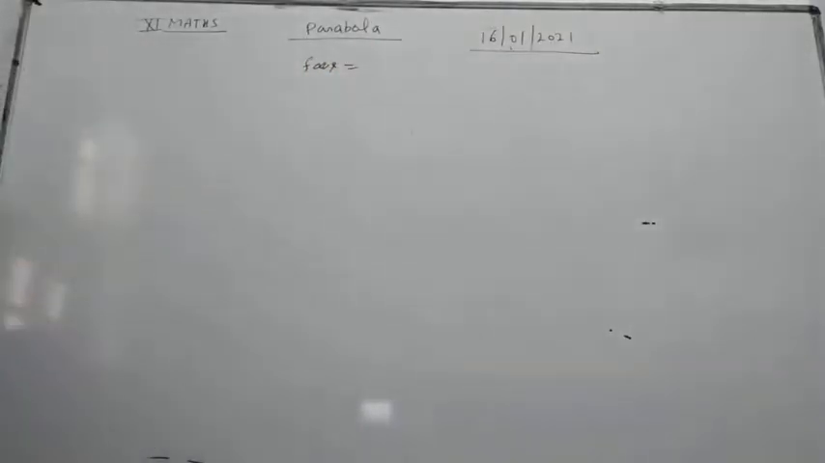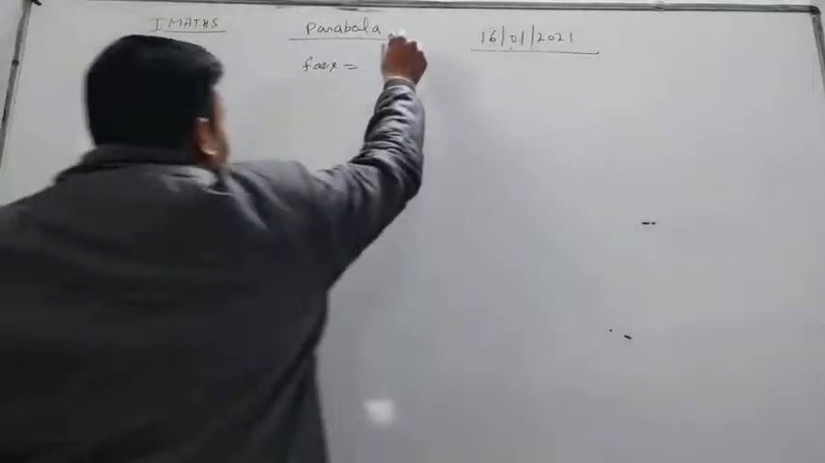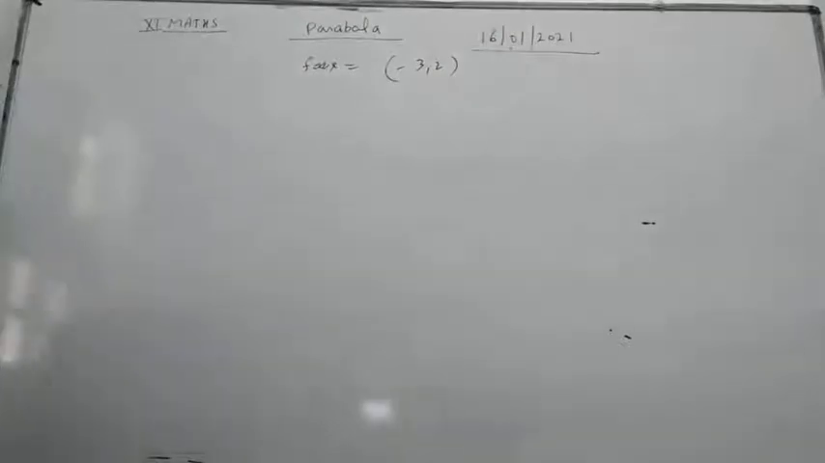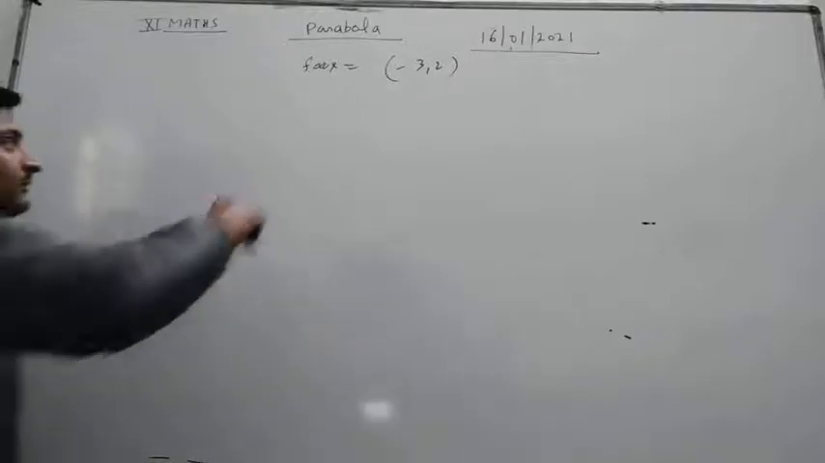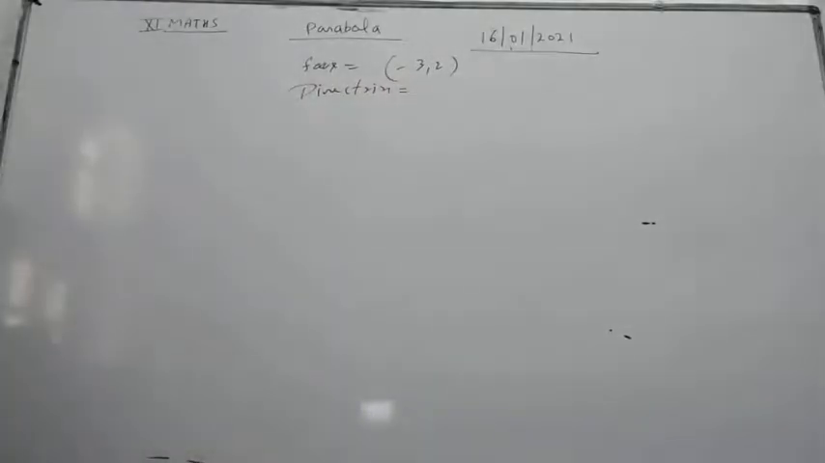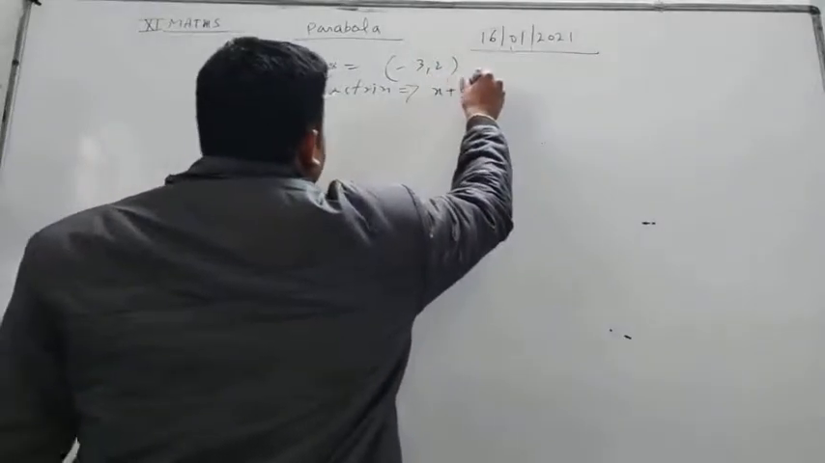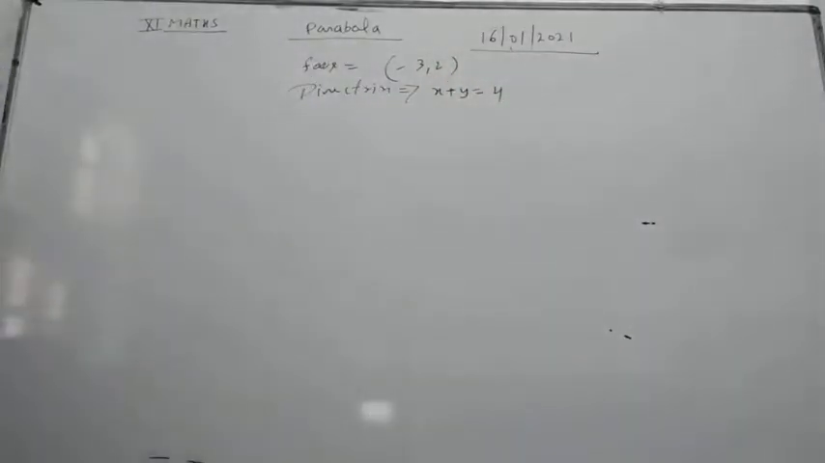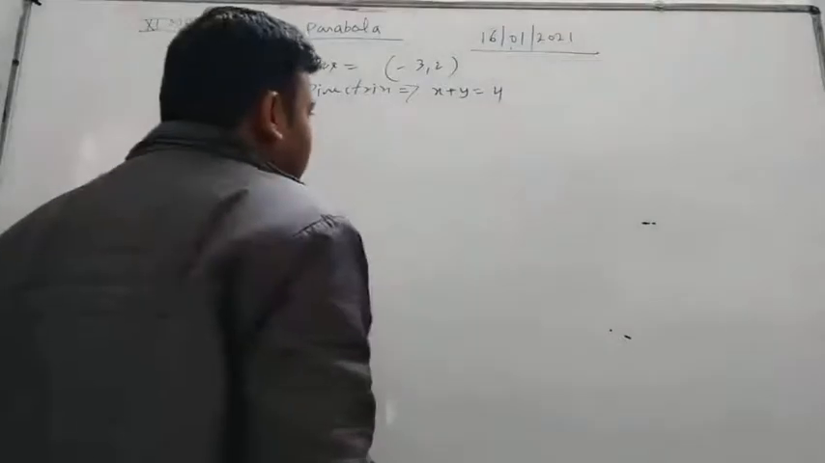Find the equation of parabola whose focus is (-3, 2) and directrix is x plus y is equal to 4.